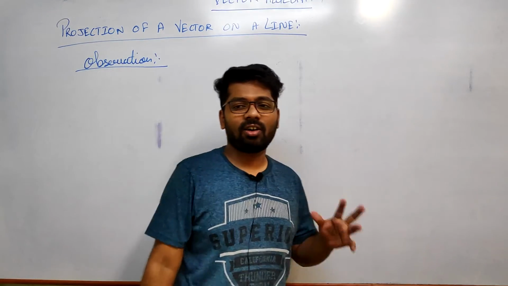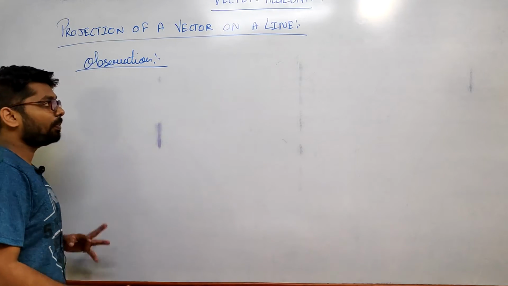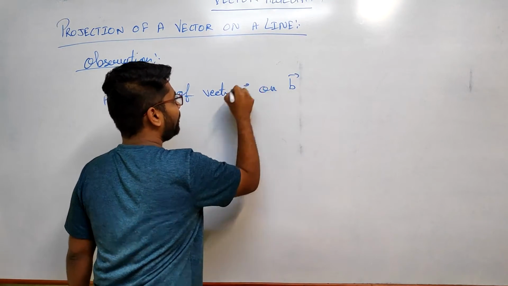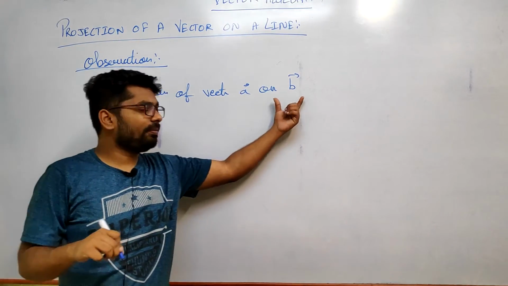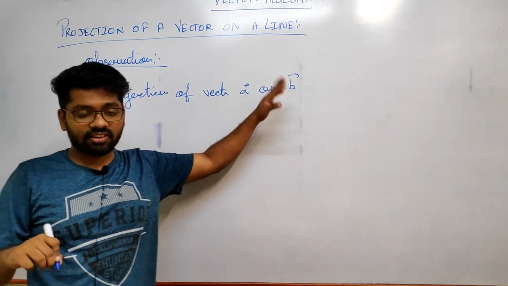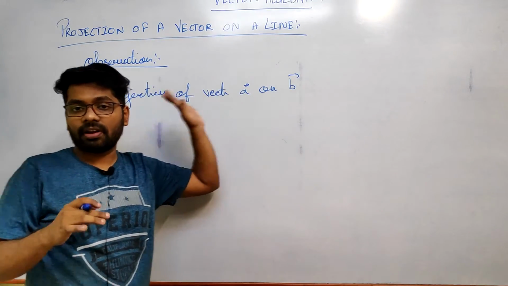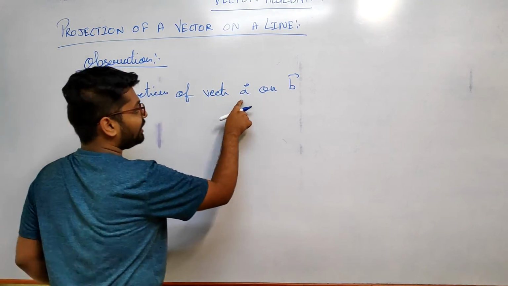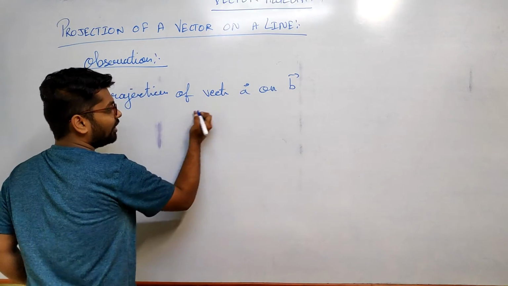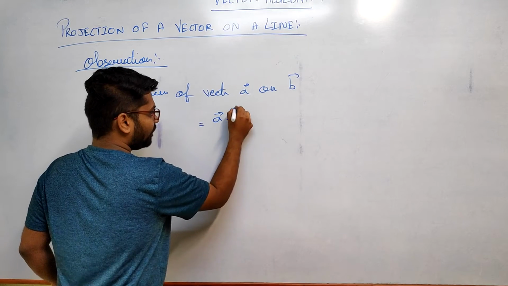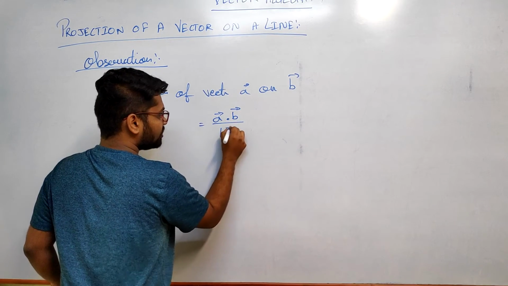Now let us learn observations on projection. So projection of vector A on B, that is a bar on b bar. On का मतलब ये second term आ रहा है. The first term here is a bar, the second term here is b bar. So the projection of vector a bar on vector b bar is given by a bar dot b bar divided by modulus of b bar.